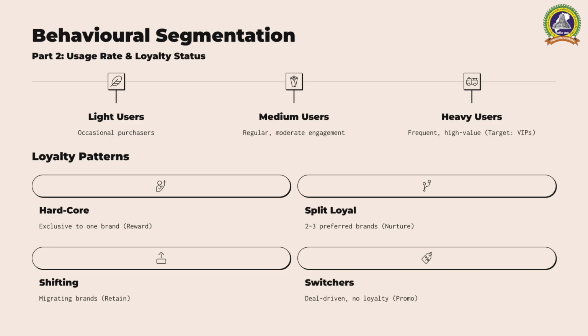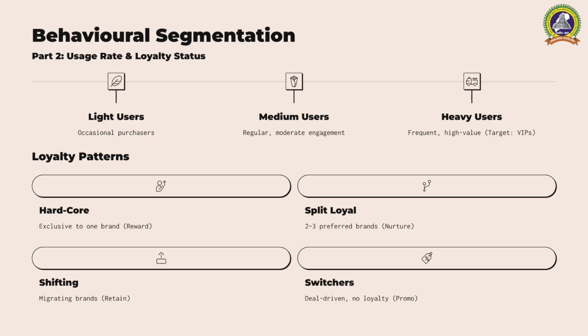Second is split loyals. These consumers are loyal to two or three brands. They might alternatively use these products, like sometimes Colgate, sometimes Close Up, or take an example of cabs, like sometimes Ola, sometimes Uber, depending on price or availability.